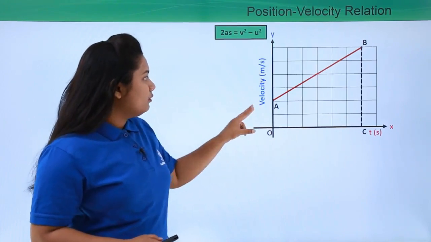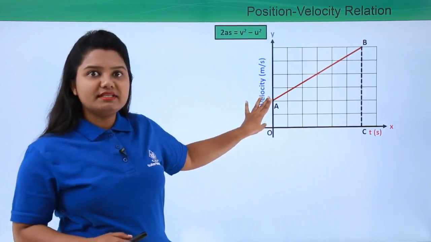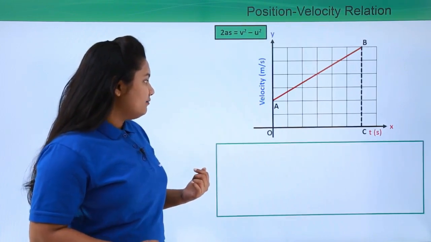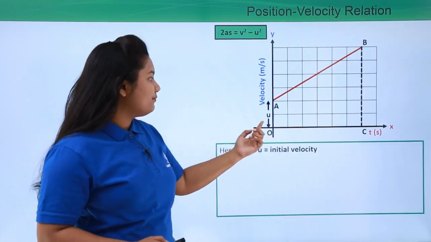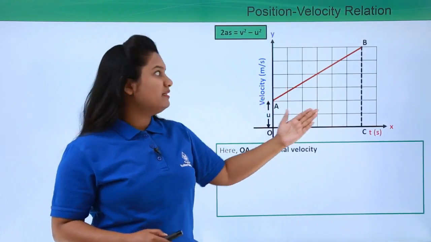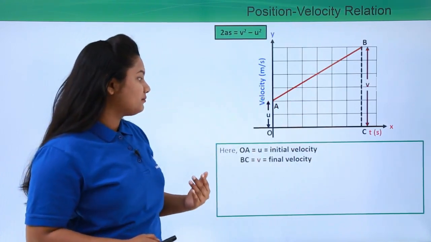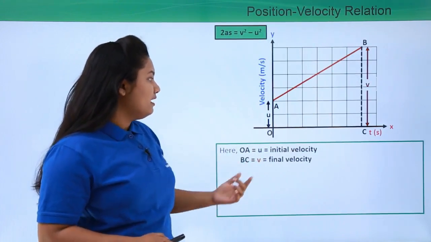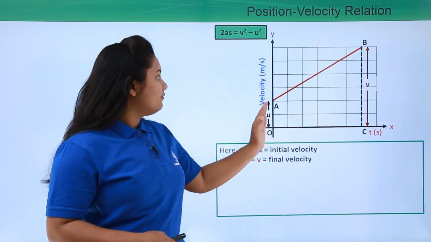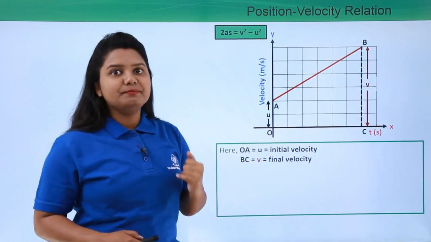Now, we know that the body has some initial velocity which we have taken as u. So OA will be equal to u, that is the initial velocity, and the final velocity of the body is given by the length BC of the body, which is v, and OC denotes the time taken by the body from point A to reach point B.